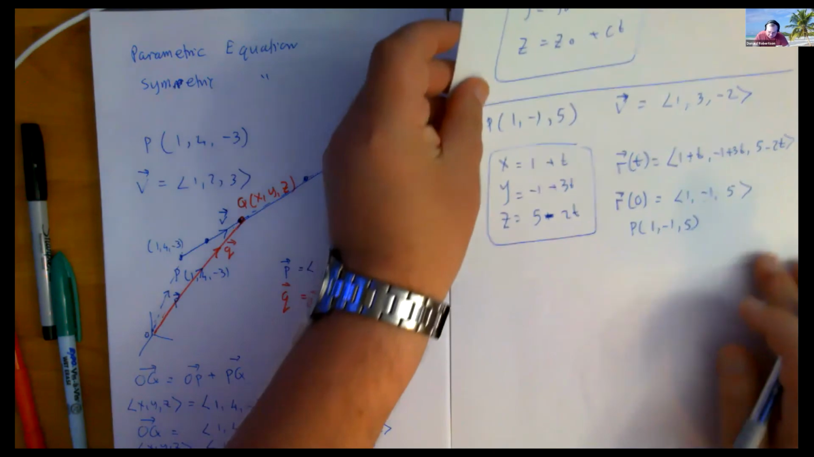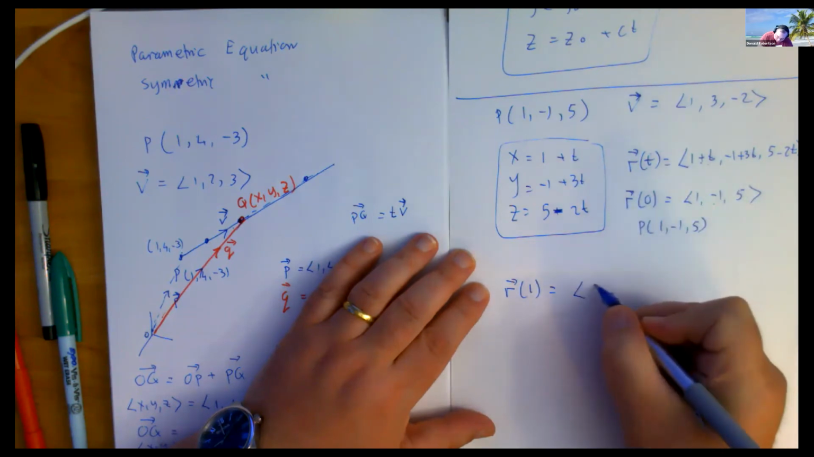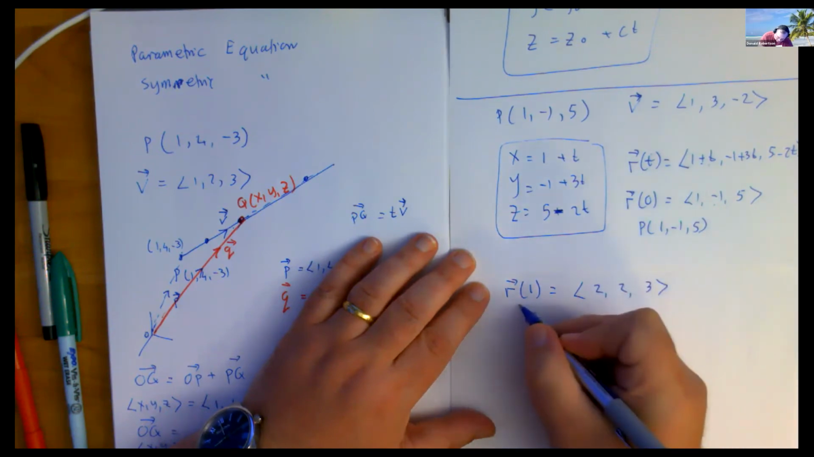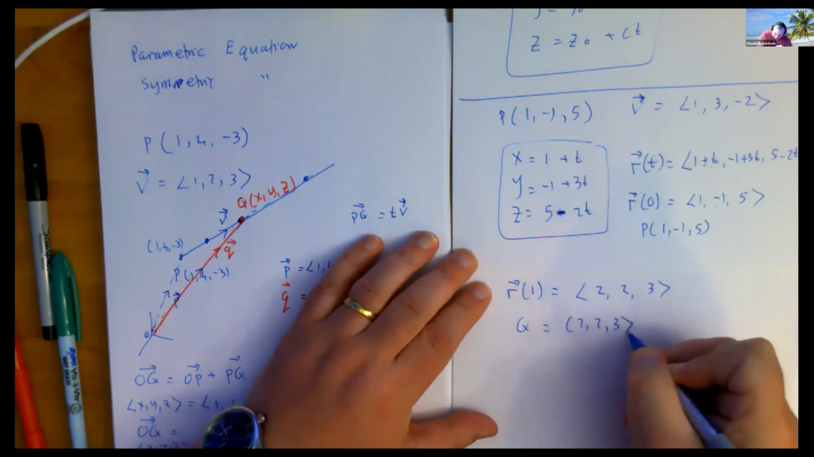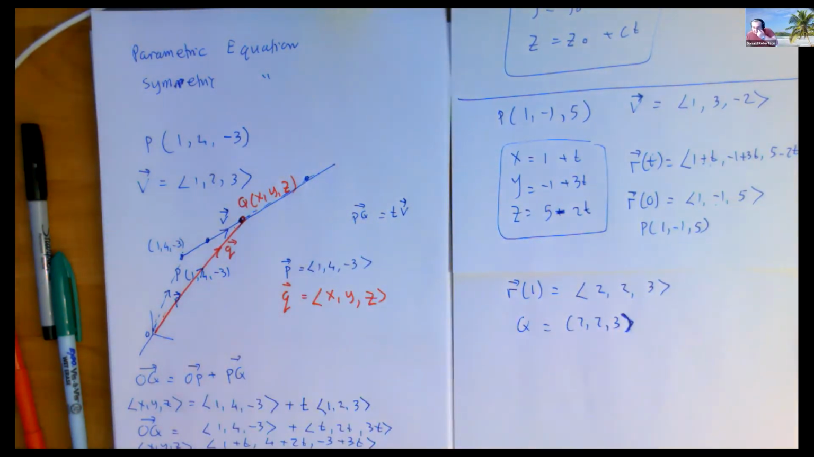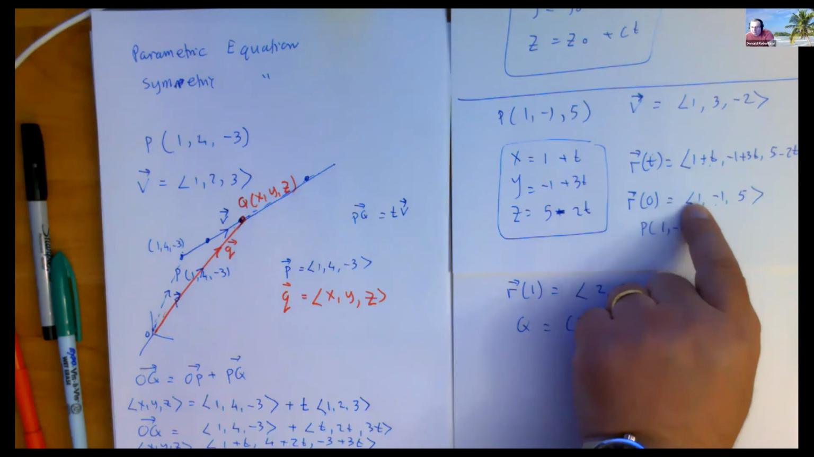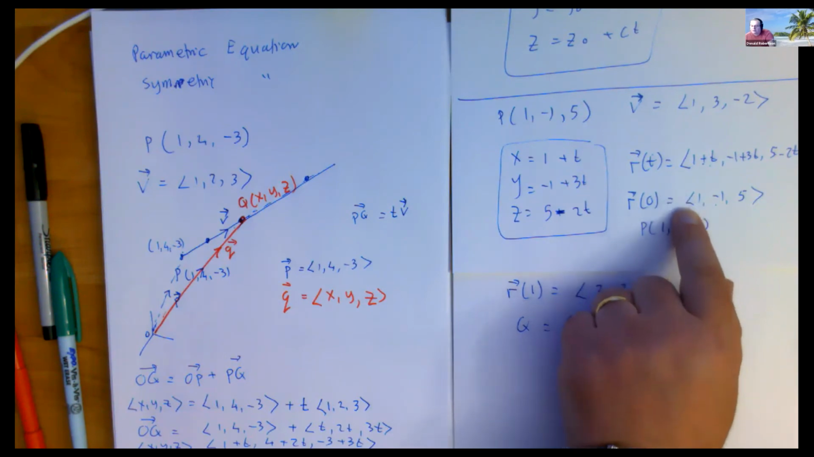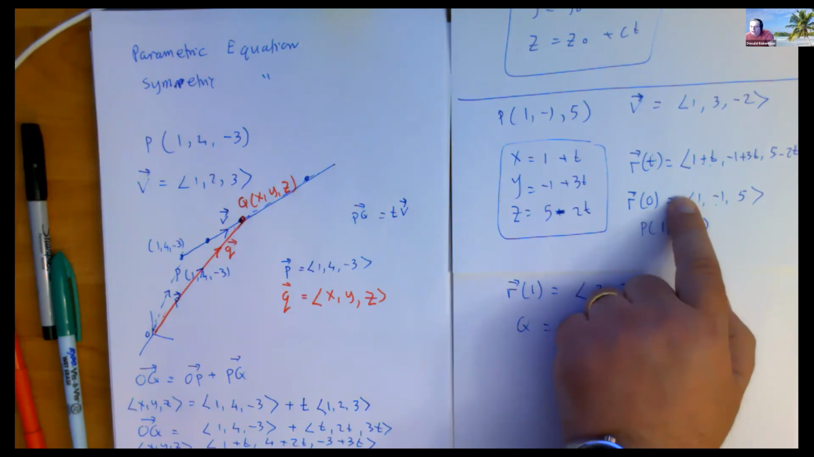Now, what about when t is 1? Well, you get 1 plus 1 is 2, -1 plus 3 is 2, 5 take away 2 is 3. So at this particular place, you get another guy, I guess I'll call him Q. So for any given value of t, can you imagine plugging in different values of t? The answer that you get converts into a point, and that's a point on the line. So the thing that we call a position vector is the same thing as the coordinates. The position vector is just the vector you get by joining the point to the origin. So that's why the numbers match.